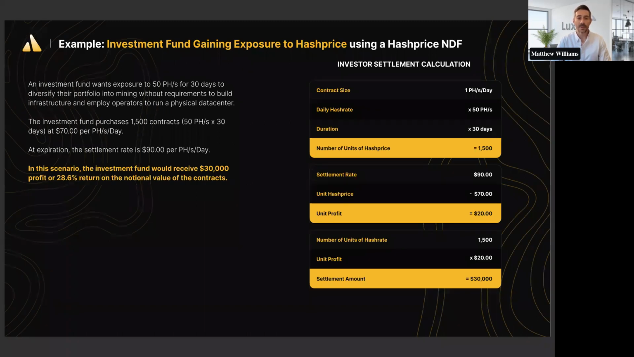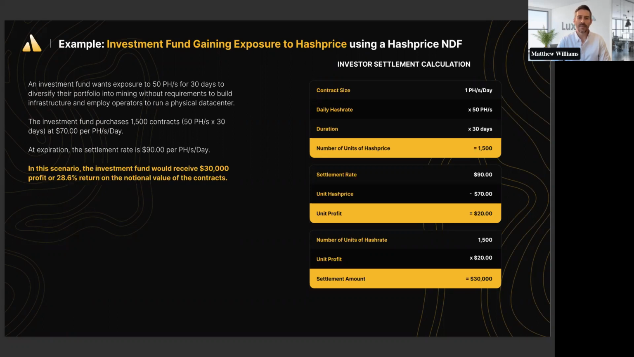And also from a long exposure, as we see in this example on the slide, this instrument is as simple as buying the NDF at an agreed upon price, size, and duration. In this example, it's again 50 petahash at $70 for 30 days. At the end of the contract, they would receive or possibly pay a cash settlement based on the settlement rate at the end of the contract. So in this example, the investor bought or went long hash price at a price of 70, and the contract settled at 90, netting the investor $20 per unit price, which again equates to a $30,000 profit.